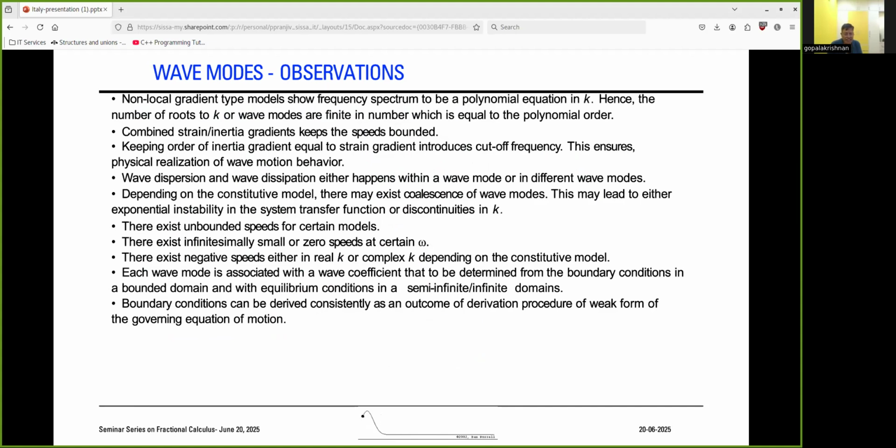So what we have seen here is that the non-local gradient model shows the frequency spectrum to be a polynomial equation in K. Hence, the number of roots of K, or wave modes, is finite, equal to the order of the polynomial or the order of the spatial gradient. The combined strain and inertia gradient keeps the speed bounded in some cases. Keeping the order of the inertia gradient equal to the strain gradient introduces what is called the cutoff frequency. The cutoff frequency ensures the physical realization of the wave behavior. Wave dispersion and wave dissipation either happen within a wave mode or in different wave modes. Some of the modes give unbounded speeds, some give zero speeds, some give negative speeds. So we need to explain all of this in the next few slides. Next, please.